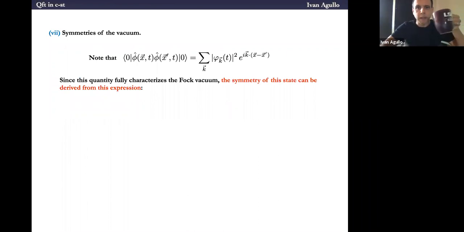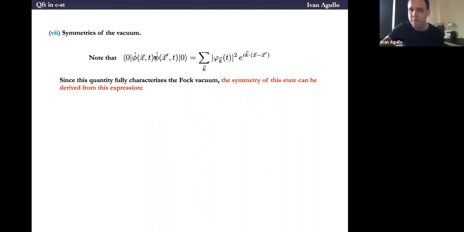Symmetries in the vacuum. So let me come back for a second to space-time fields, fields in space, not in Fourier space. Because as I just mentioned, if you give me the covariance matrix, which can be obtained from this by symmetrizing, I have full information about the vacuum, because it's a quasi-free Gaussian state. Therefore, it happens that looking at the form of the 2-point function tells us what the symmetries of the vacuum are.